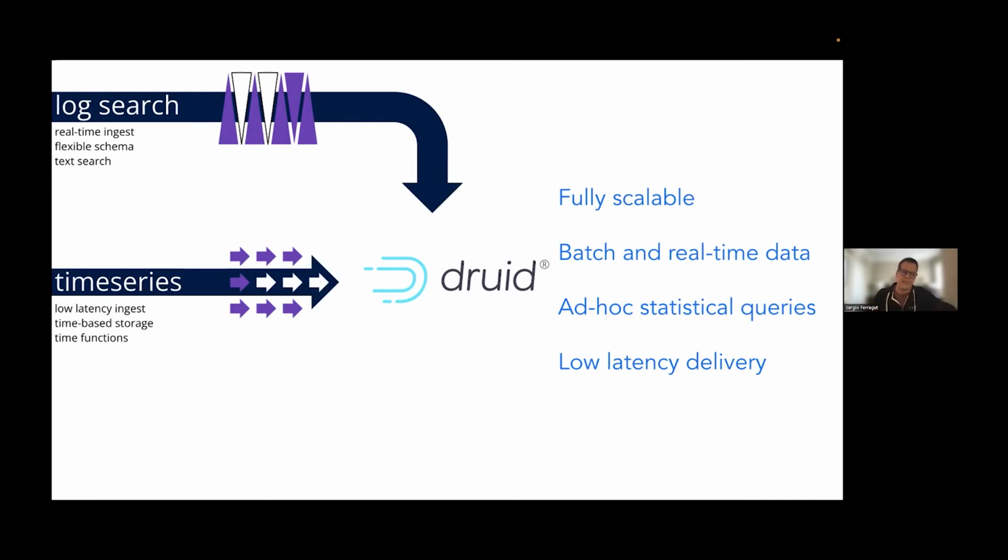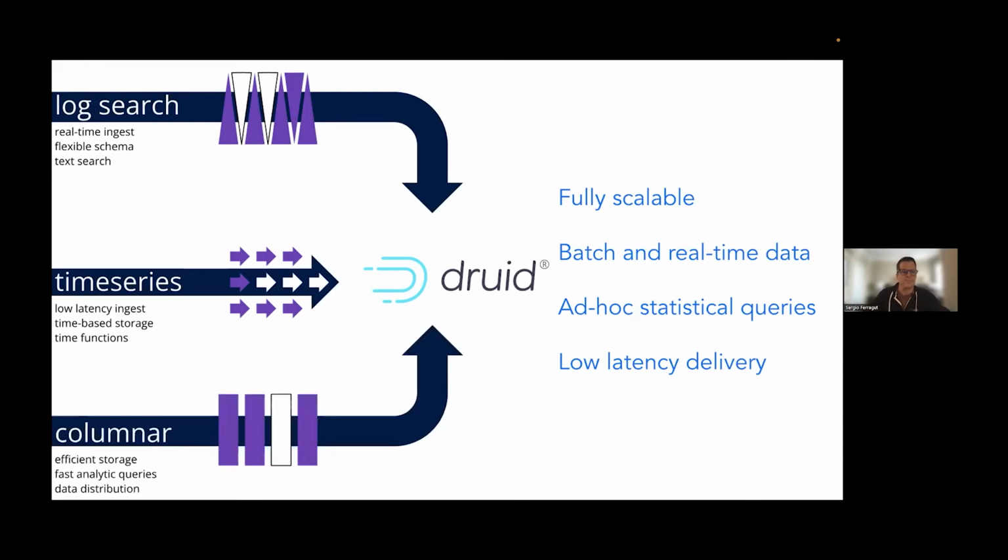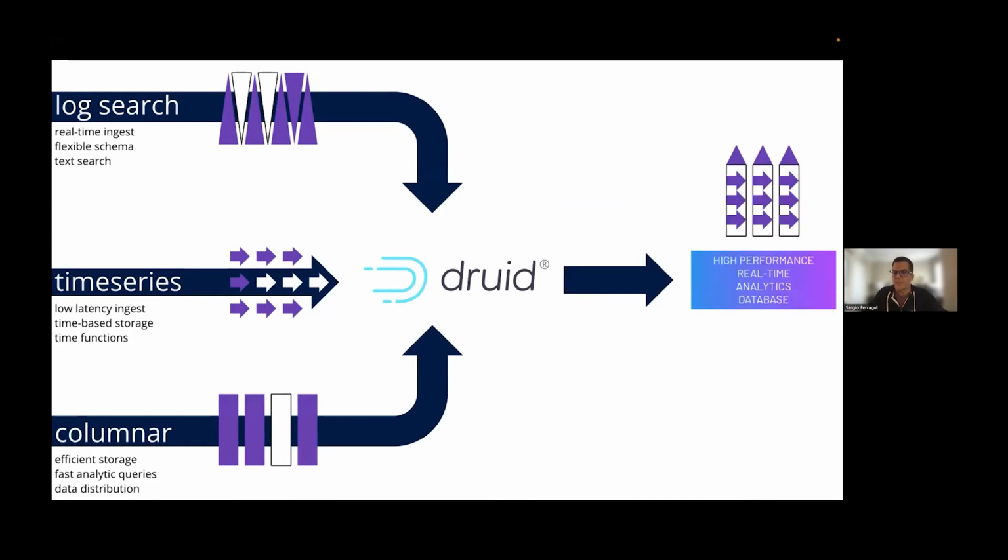And they took the idea of time-based storage and time functions to separate the data out into time chunks, and the ideas of columnar databases, right? Because columnar databases have more efficient storage and have been proven to be faster at analytic queries, and the idea of data distribution that columnar databases use. So they took all of these ideas and built a new database out of it, and it works, right?